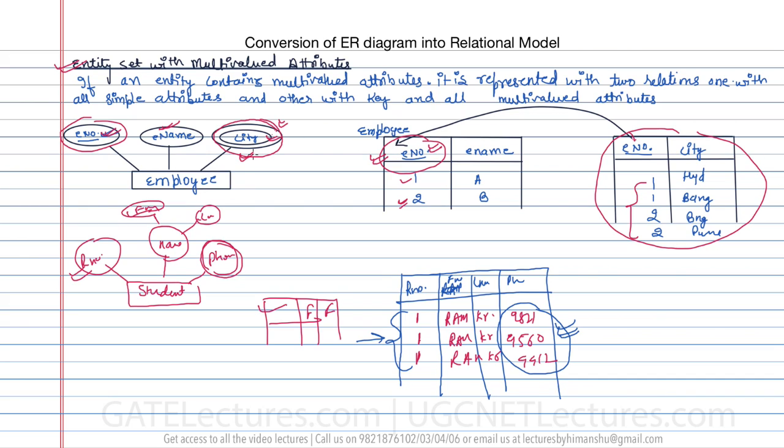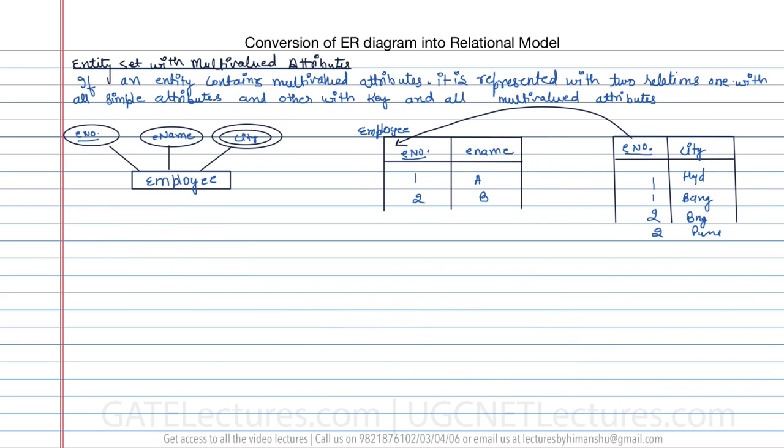For this multi-valued attribute we make a different table. We do not include the multi-valued attribute in the original table itself, because that will lead us to a lot of repeating values. So if you have an employee, use the simple attributes or the composite attributes and the primary key in this table. If you have a multi-valued attribute, for that multi-valued attribute create a different table.